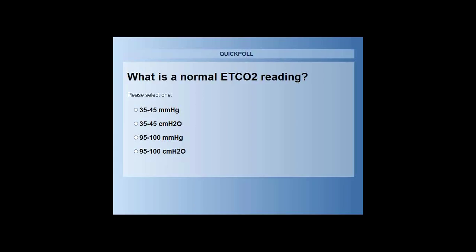Perfect. And then the third poll question should be up now. So the question is, what is a normal EndTidal CO2 reading? Option A is 35 to 45 millimeters of mercury. Option B, 35 to 45 centimeters of water. Option C, 95 to 100 millimeters of mercury. Or option D, 95 to 100 centimeters of water.